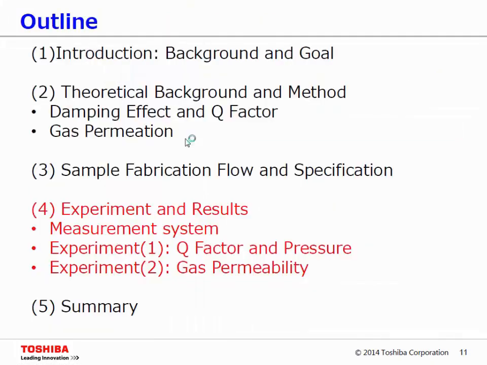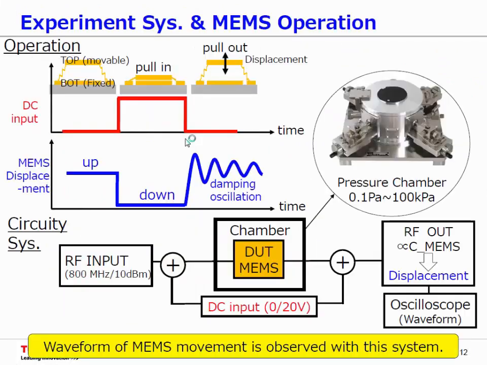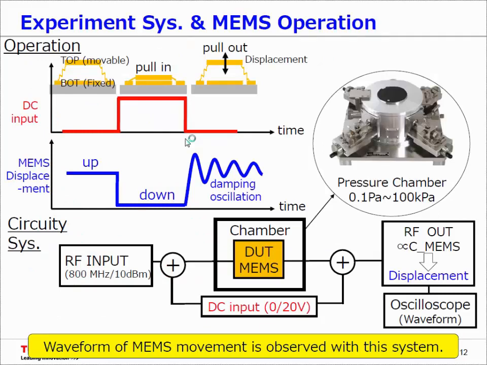Okay, I'm going to explain my experiment. This is the system here. The basic concept of operation is that first you have to apply a voltage high enough above the threshold to get the MEMS to pull in. If you turn off the DC input, the MEMS is going to pull out this way, and we can expect displacement. The displacement against time will be a damped oscillation, as I have mentioned here.